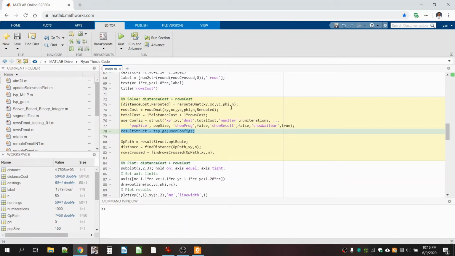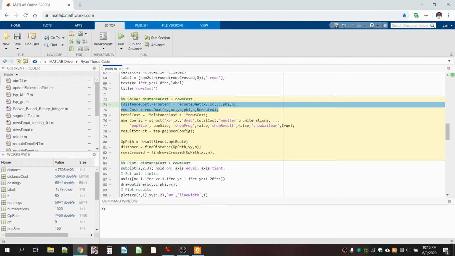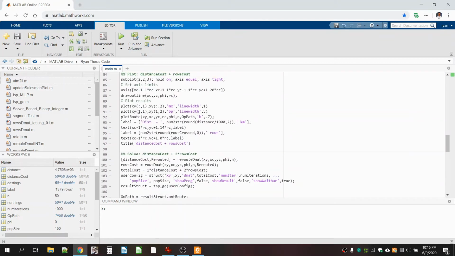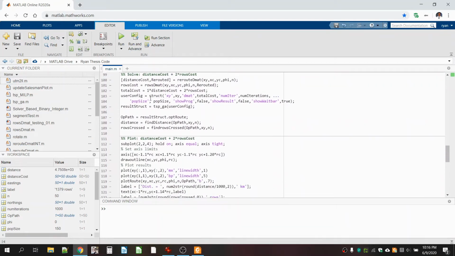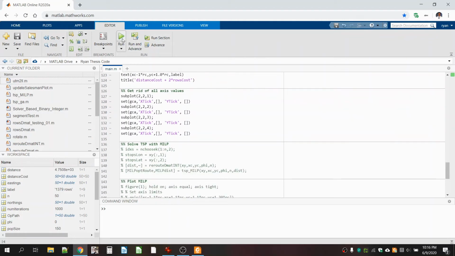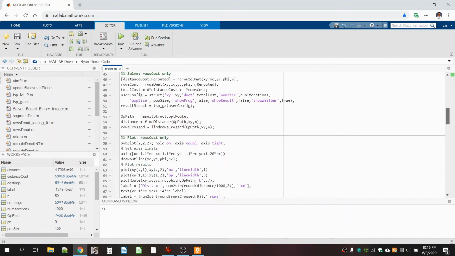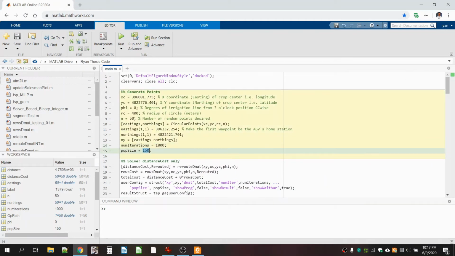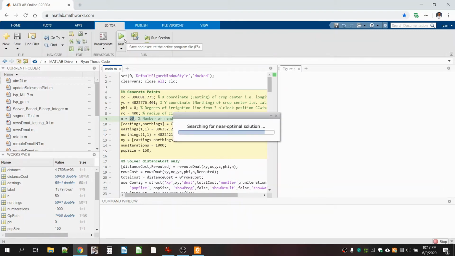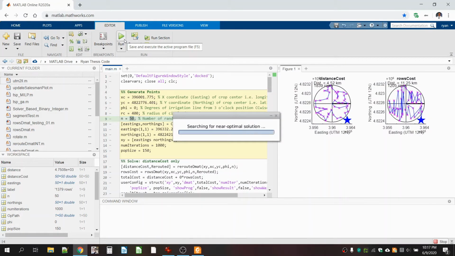So I guess technically, yeah, I didn't need to refind the rows cost and the distance cost each time. But I mean, these lines of code take less than a second to run, so it's not a big deal. And then let's just run this code and see what it does. I have iterations and everything pretty low so that it runs faster. It can take several minutes if you have a lot of plants and a lot of iterations and all that.